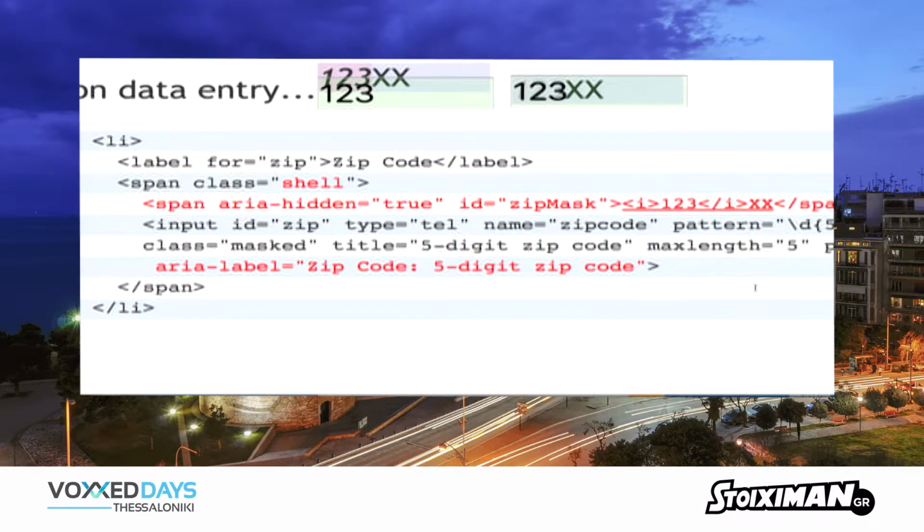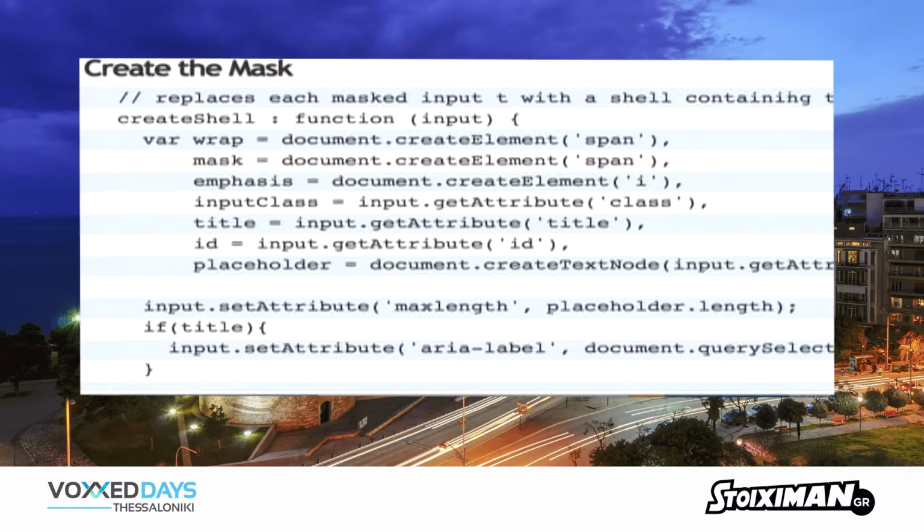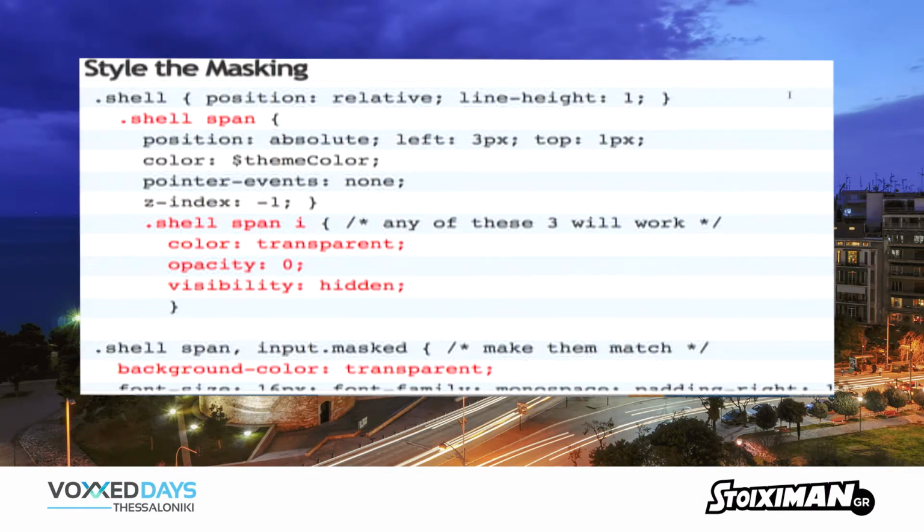The 1, 2, 3, what I do with that is I basically say make it transparent, or give it an opacity of 0, or visibility hidden. I don't care which one you do, but it will make that invisible, and it will be the exact same width as the text in the foreground. So you have the text in the foreground, which is the value, and the part that is not in the input. So it's not that complex.